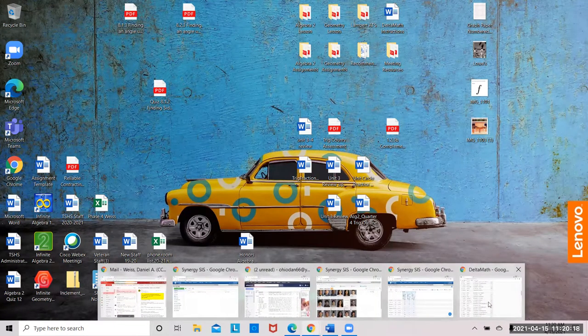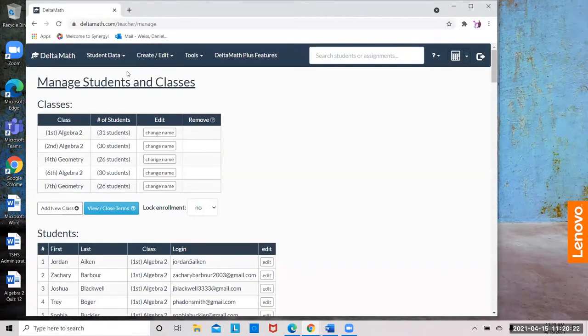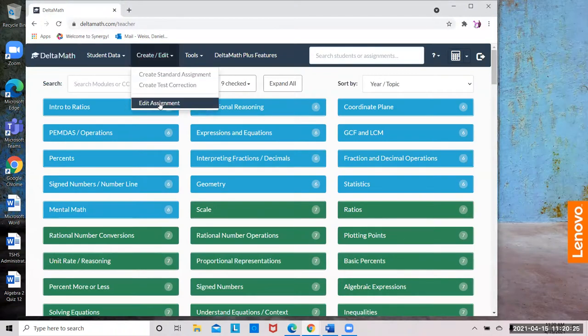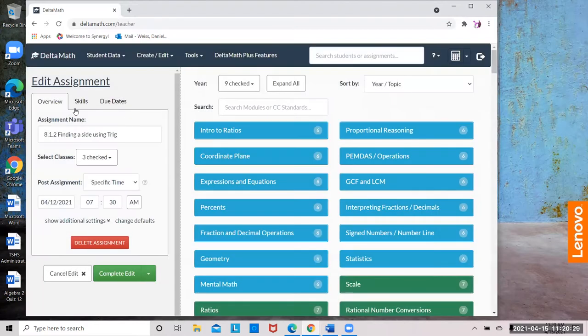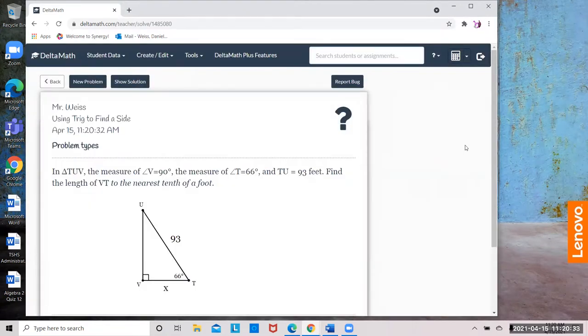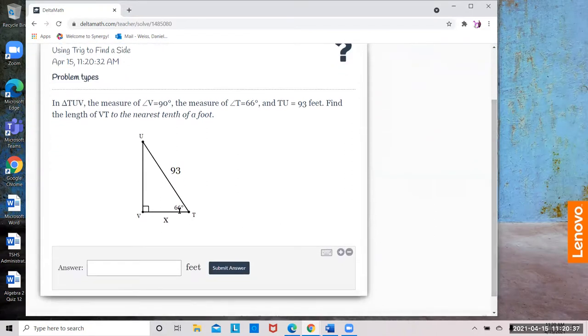So now here's 66 degrees. X, is that going to be opposite, adjacent, or hypotenuse? Adjacent. 93 is what? Hypotenuse. Very good. Adjacent, hypotenuse, AH. Which function are we going to use, sine, cosine, or tan?